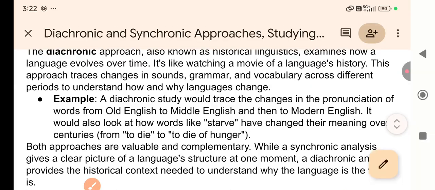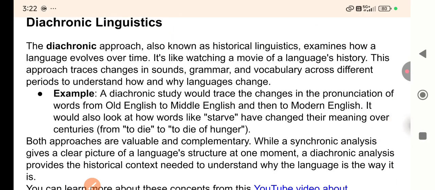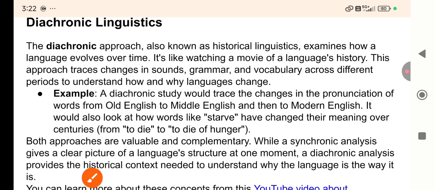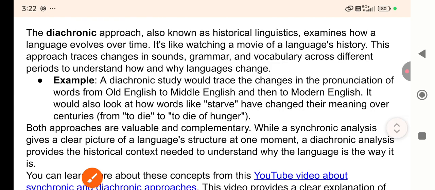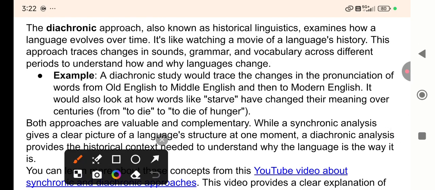Now moving to the next part, which is diachronic linguistics. The diachronic approach is also known as historical. Synchronic is also known as descriptive, and diachronic is also known as historical. So, historical linguistics examines how a language evolves over time.